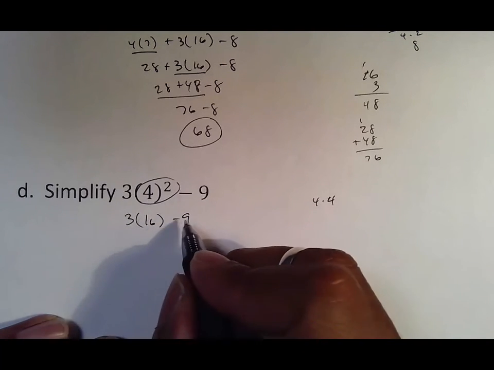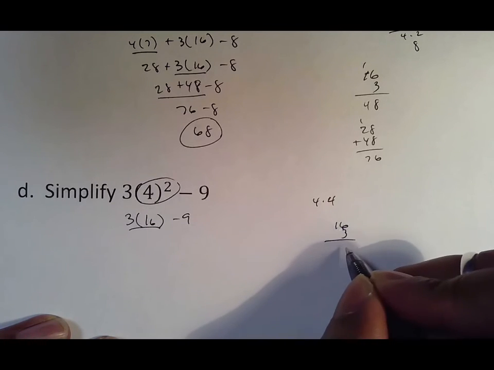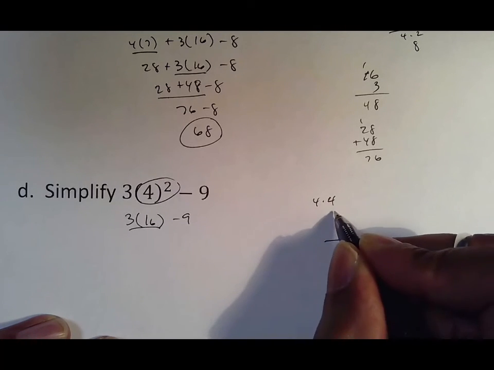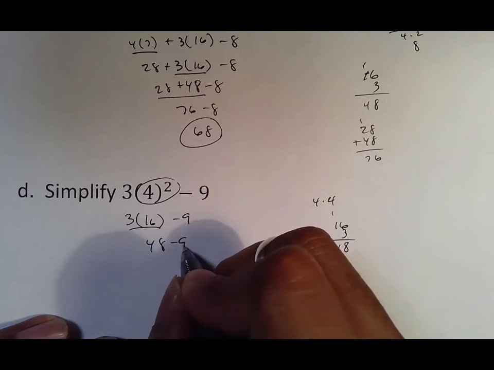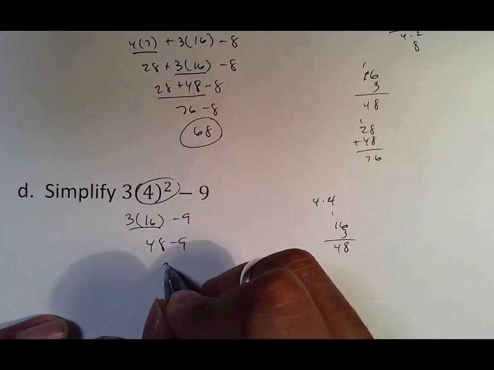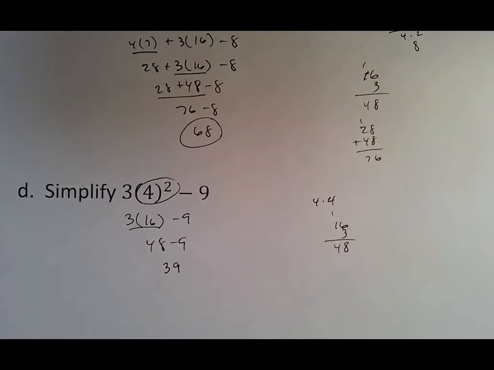Now I've got multiplication and subtraction. I need to multiply first, so 16 times 3. 6 times 3 is 18, carry the 1. 3, 4, 48 minus 9. And 48 minus 9 is 39. Again, you can count backwards. You can do any method you want. Just make sure you understand that is 39.